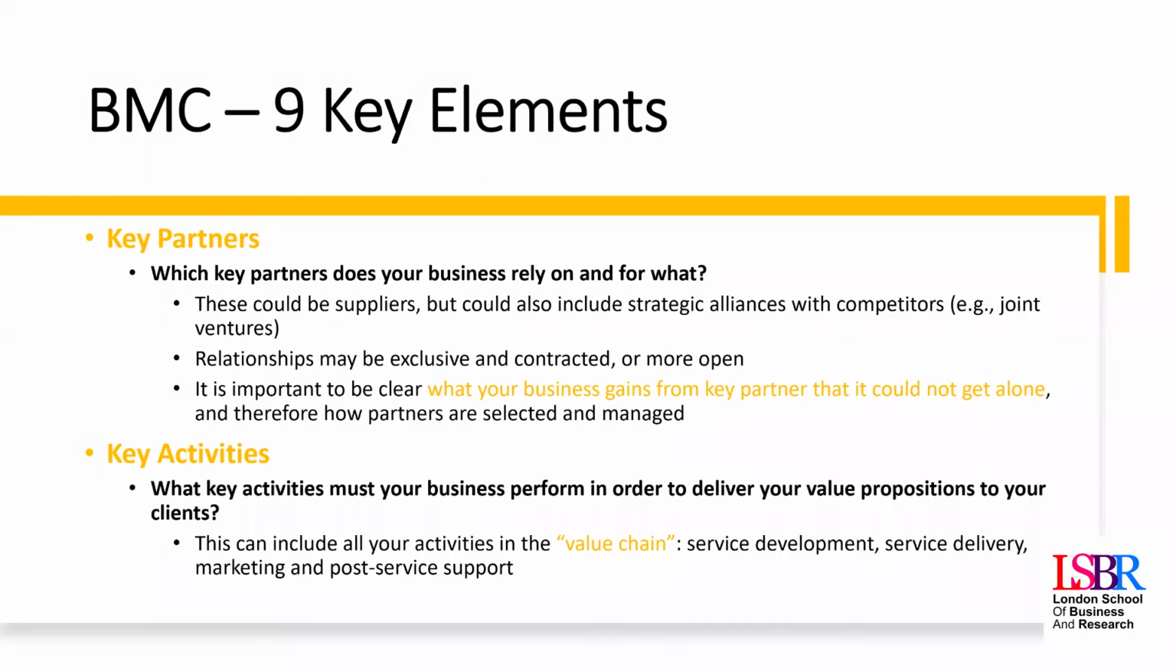So the 9 key elements. You've got key partners. Key partners are identifying people like suppliers, strategic alliances, people you might have joint ventures with, any exclusive or contractual relationships. It's also important to be clear what your business gains from a key partner that it could not get alone. So a key partner is someone that you need to make your business run.